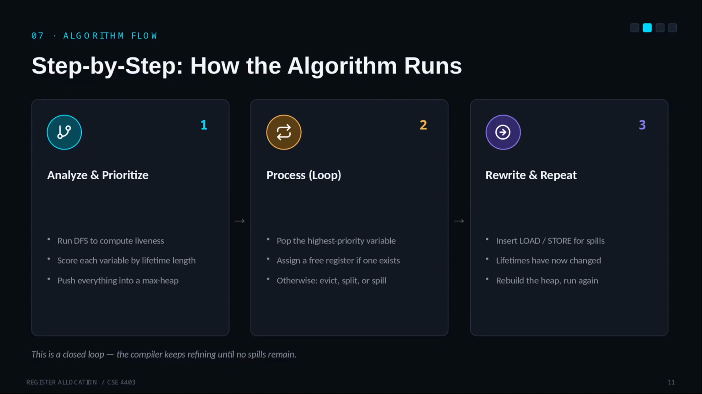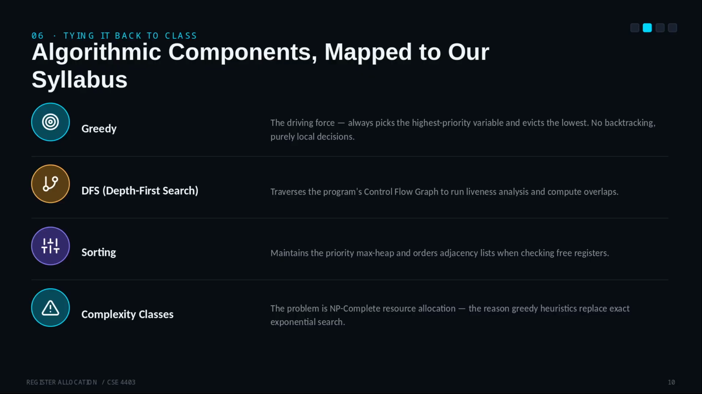So here's the total overview. We first analyze, run DFS to compute the liveness, and push everything to the max heap. Then we enter the process loop: pop the highest priority and assign a free register. If one does not exist, we go through evict, split or spill. And lastly, if it spills, we insert loads and stores, the lifetimes change, and we rebuild the heap and run again.